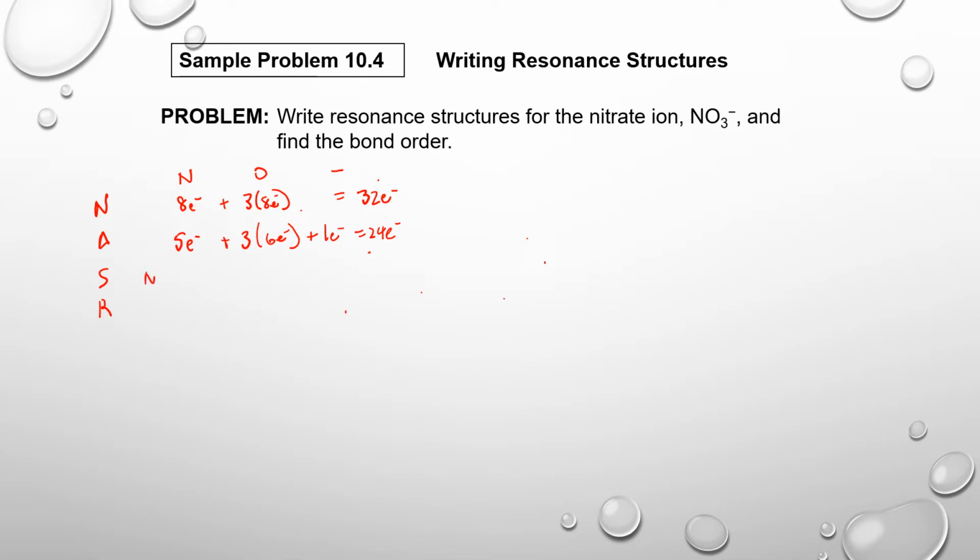For my shared, remember we take the N minus the A, so that is going to give us 32 electrons minus 24. So that tells us that we need to share 8 electrons, which if we divide by 2, tells us that we need to form 4 bonds. And then for my remainder, A minus S, we're going to take the 24 electrons that we have available, remove the 8 that we use for bonding, and that tells us that we have 16 non-bonded electrons, or 8 non-bonded pairs, that will be out there.